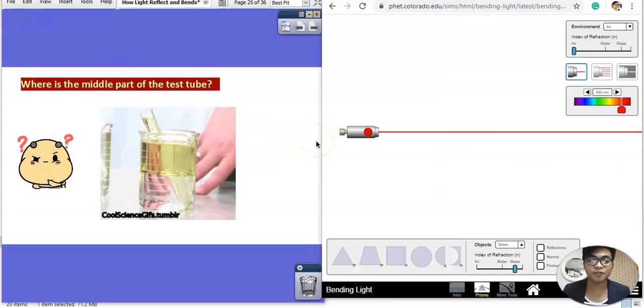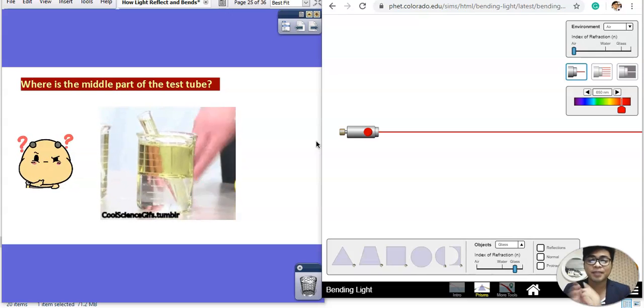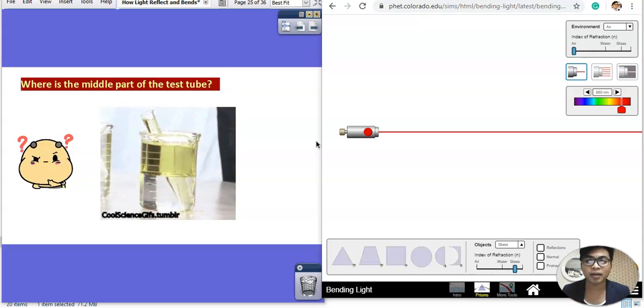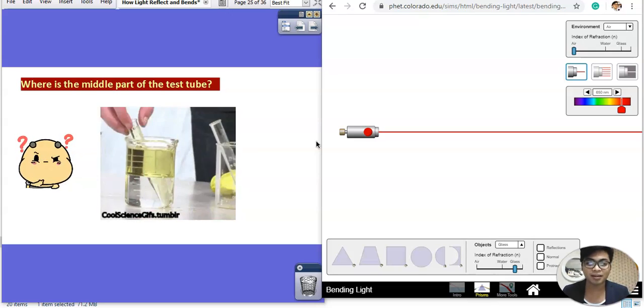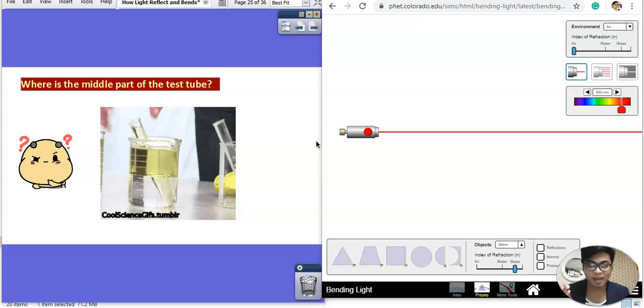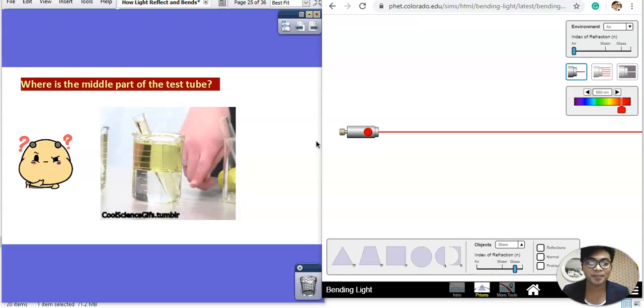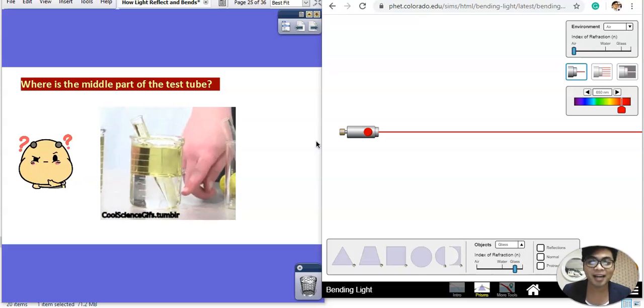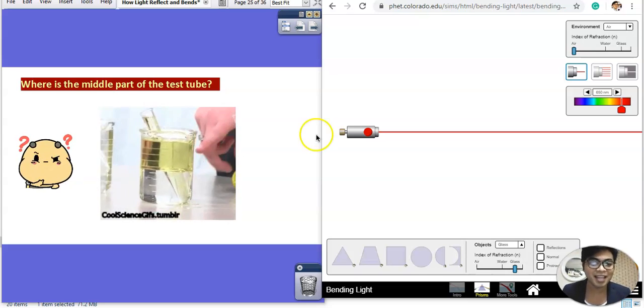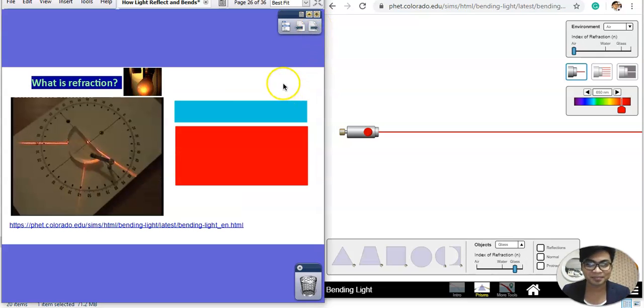In some cases, since we're talking about glass and reflection, let's take a look at the one which I have there in the activity form. I put oil and water in a test tube, and I put the test tube with oil inside the big beaker. Try to see what happens. Where now is the middle part of the test tube? Where do you think it is? It tends to disappear, and the main mechanism for that to happen is called refraction.